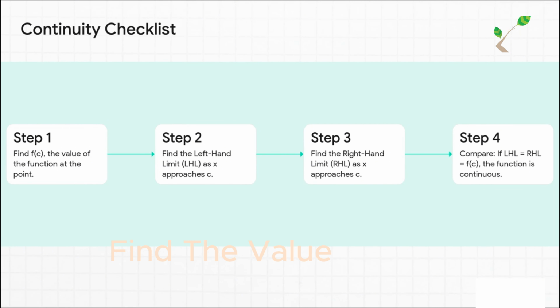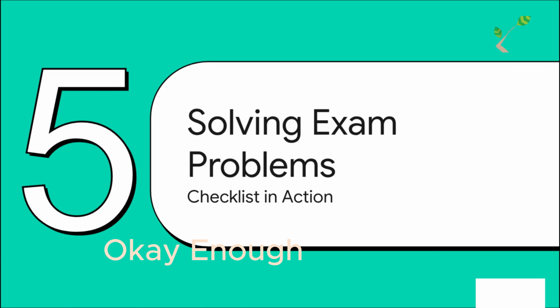1, find the value of the function right at the point, f of c. 2, find the limit as you come in from the left, the LHL. 3, find the limit as you come in from the right, the RHL. And 4, compare them. Are all 3 values, the left, the right, and the actual point, exactly the same? If they are, boom, it's continuous. Simple as that. Okay, enough with the theory.